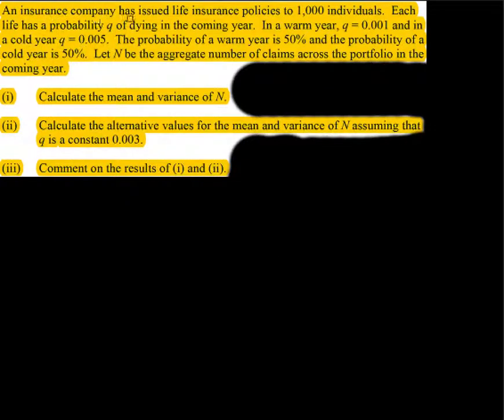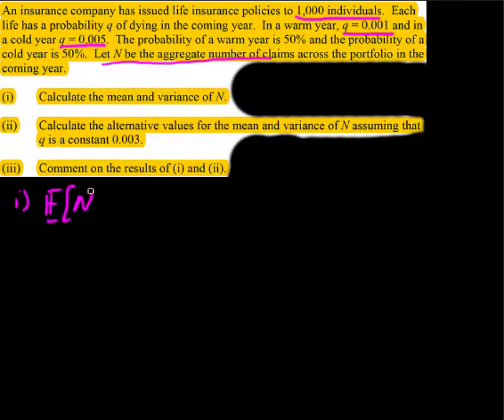So it says here, an insurance company has issued life insurance policies to 1,000 individuals. Each life has a probability Q of dying in the coming year, and in a warm year, Q is 0.001, and in a cold year, Q is 0.005. So the probability of a warm year is 50%, and the probability of a cold year is 50%. Let N be the aggregate number of claims across the portfolio in that coming year. So the first thing, it says calculate the mean and variance of N, being the aggregate number of claims.